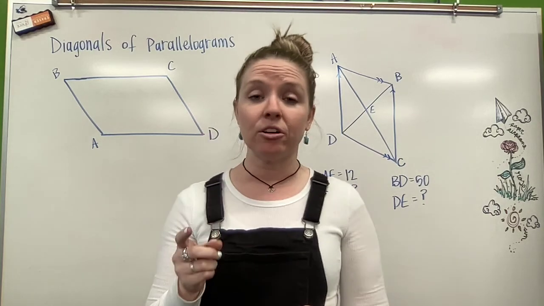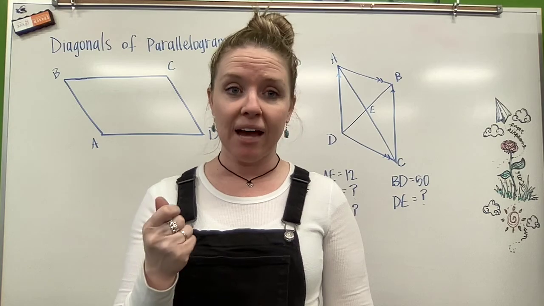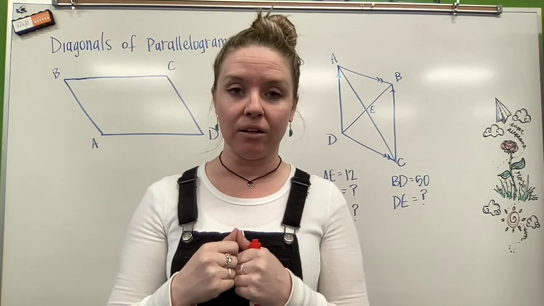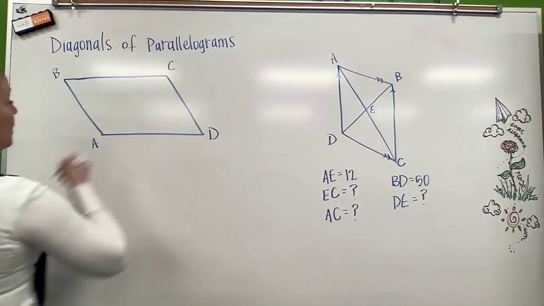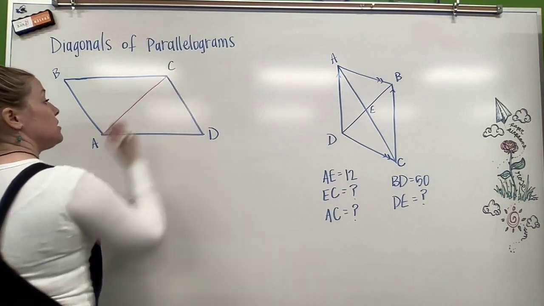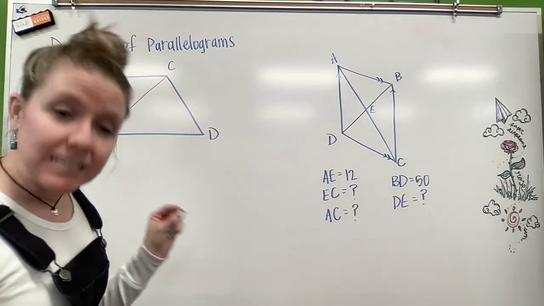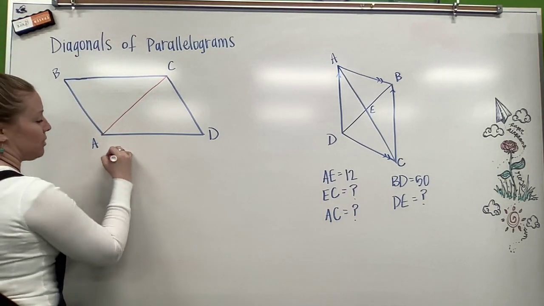Welcome back to Parallelograms. We've got two more properties to talk about, and these properties have to deal with the diagonals of parallelograms. What is a diagonal? Our diagonals are going to connect one opposite vertex to the other. So here, AC is a diagonal of this parallelogram. Okay, so we can go ahead and label that.